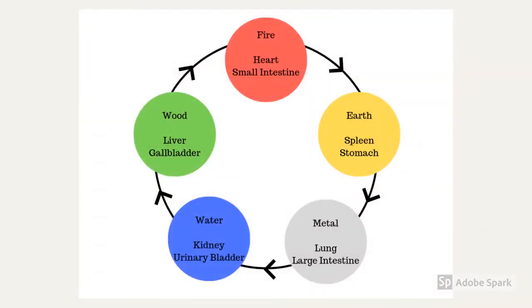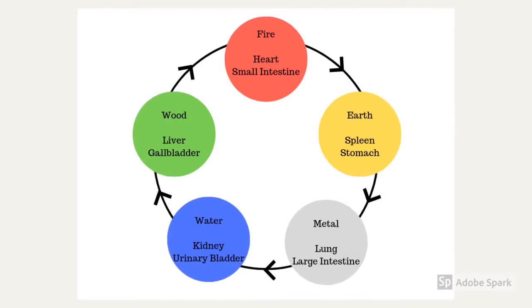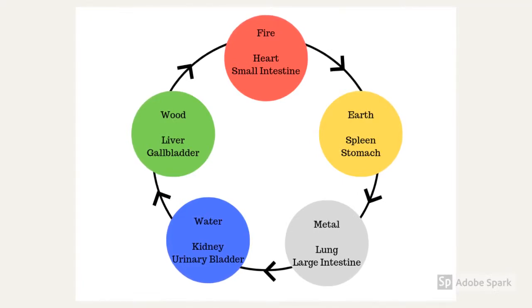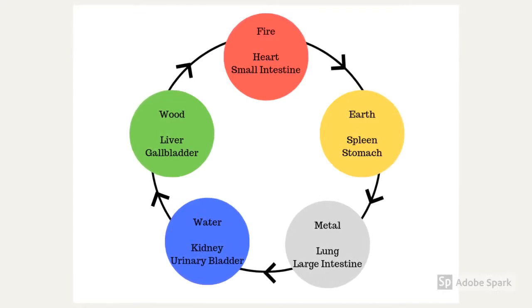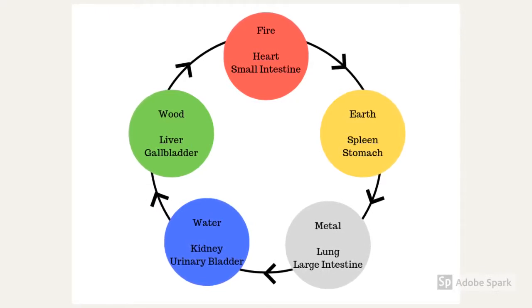The elements interact in two cycles, the generating and the controlling cycles. The generating cycle is a continuous circle. Wood generates fire, fire generates earth, earth generates metal, metal generates water, and water generates wood. When the elements are well balanced, there is harmony. If one element is too weak or too strong, it can cause disharmony by not being able to generate enough of the next element or by pulling resources from another element.